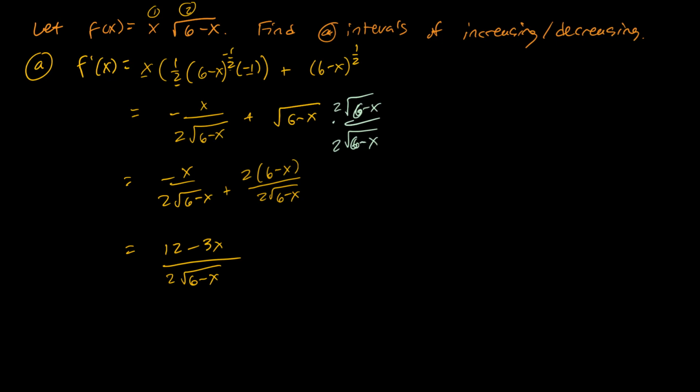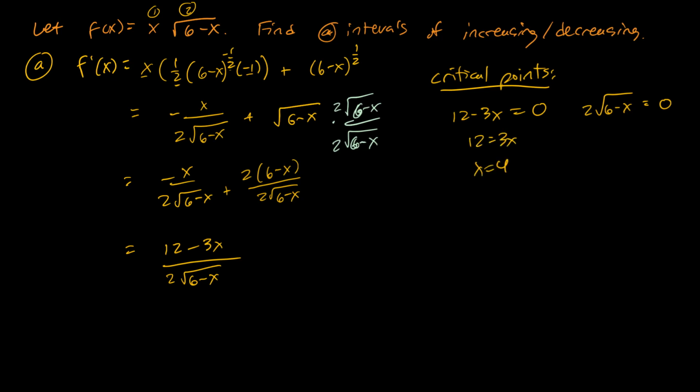Now if I'm trying to find my critical points, which are what I need in order to determine intervals of increase and decrease, I need to do two things. I need to set the numerator of my derivative equal to 0, and then I also need to set the denominator of my derivative equal to 0, because those two things will give me where the derivative is 0 or undefined, and that's the definition of my critical points. From the first one, I end up with x equals 4. From the second one, I end up with x equals 6. So those are my critical points.